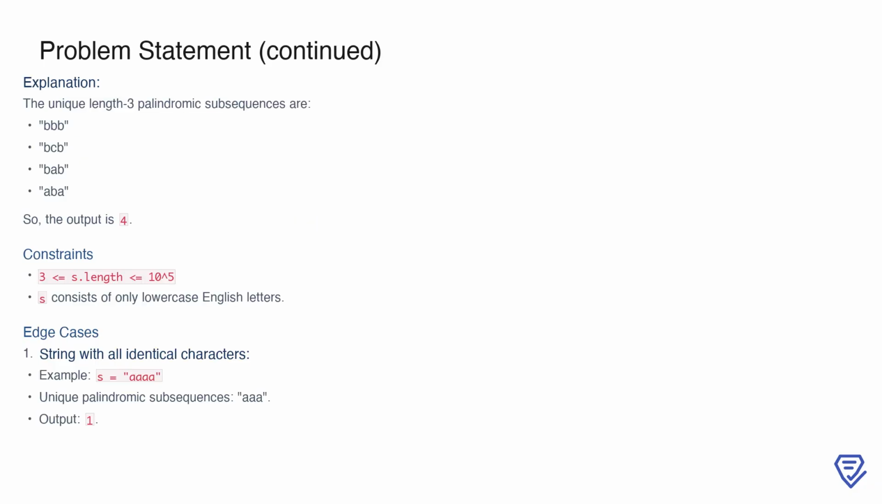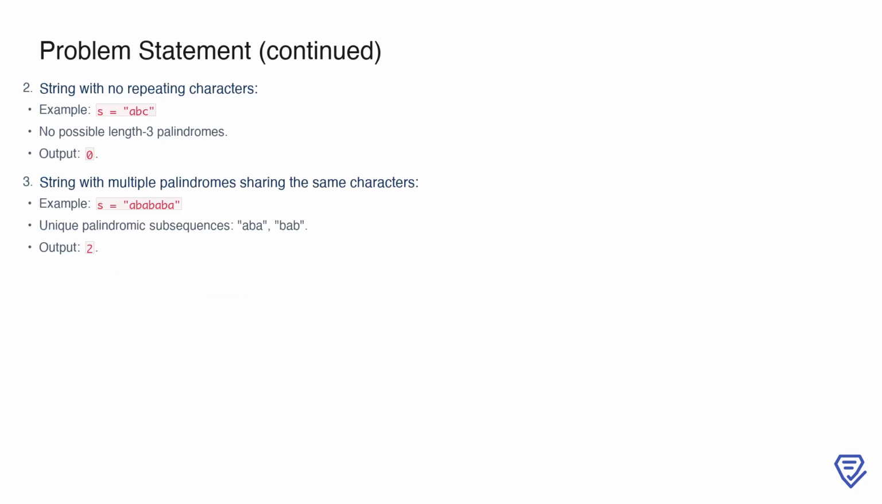Now, consider the third example where the input string is S equals BABA. The output for this case is 4. The unique Length-3 palindromic subsequences are BBB, BCB, BAB, and ABA. Notice that each of these is distinct, and their characters appear in the same order as in the original string. This example shows how multiple palindromes can coexist within a string, making it essential to carefully count only the unique ones. Let's also consider a few edge cases.